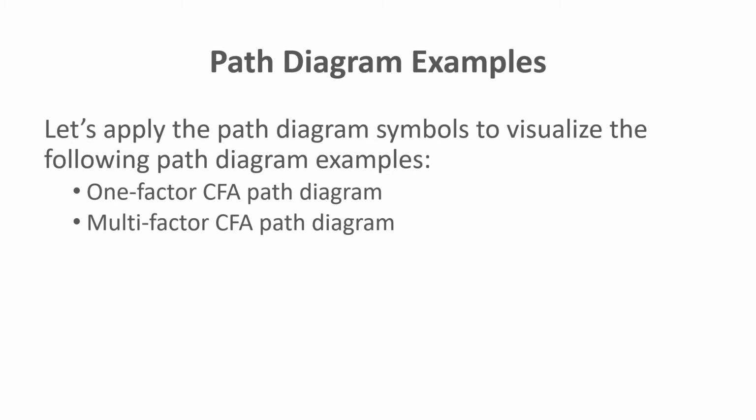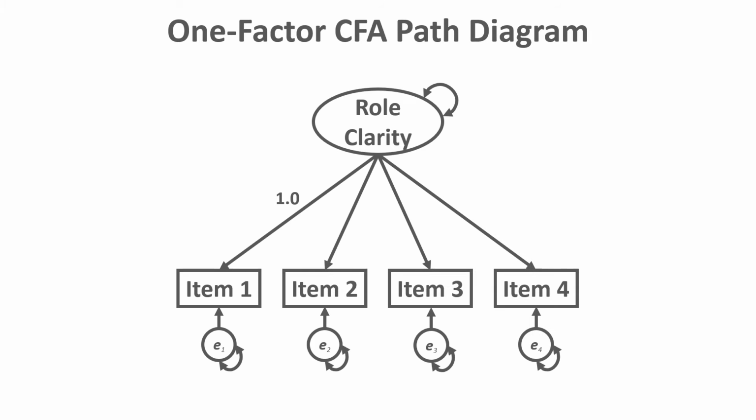So let's apply the path diagram symbols to visualize the following path diagram examples that are specific to confirmatory factor analysis. We'll start with a one-factor CFA path diagram, and then we'll look at a multi-factor CFA path diagram. So starting with that one-factor CFA path diagram, here's a simple version where let's imagine that the construct that we're trying to assess with a multi-item measure is role clarity. So in other words, how well someone understands their job and their responsibilities at work.